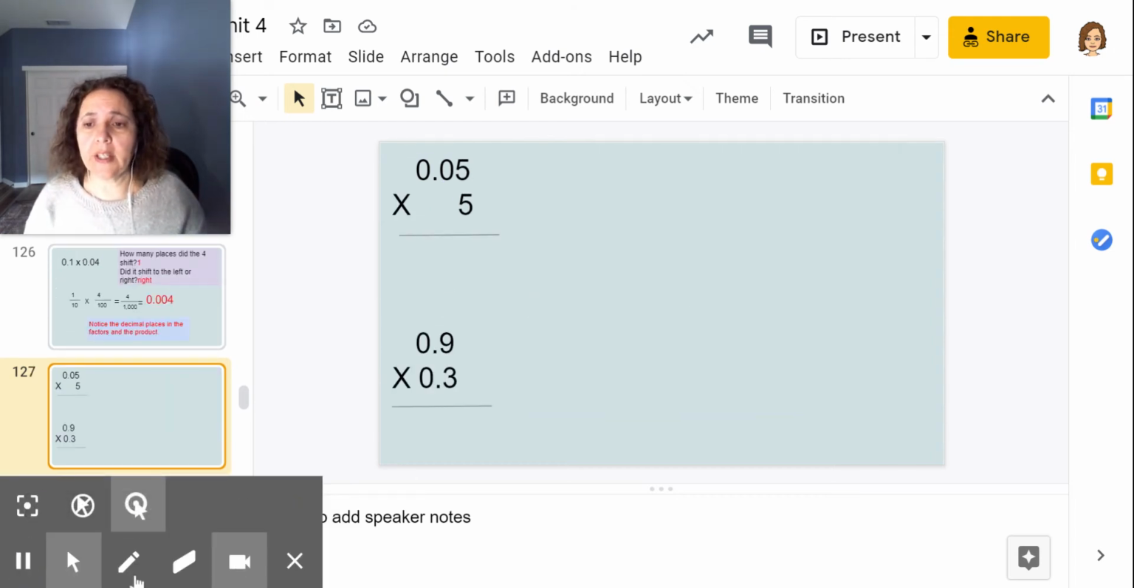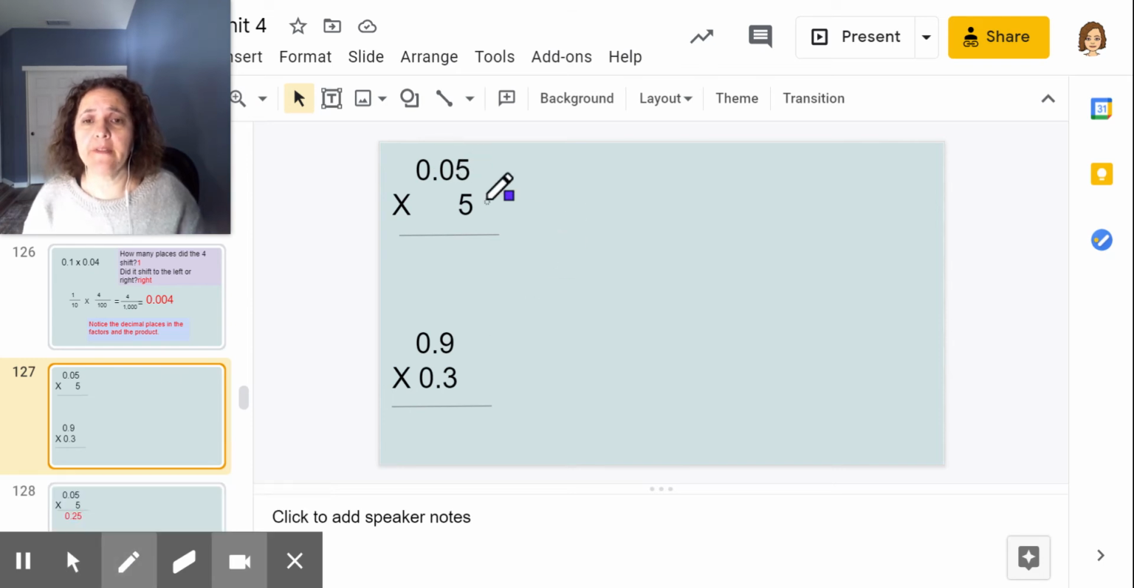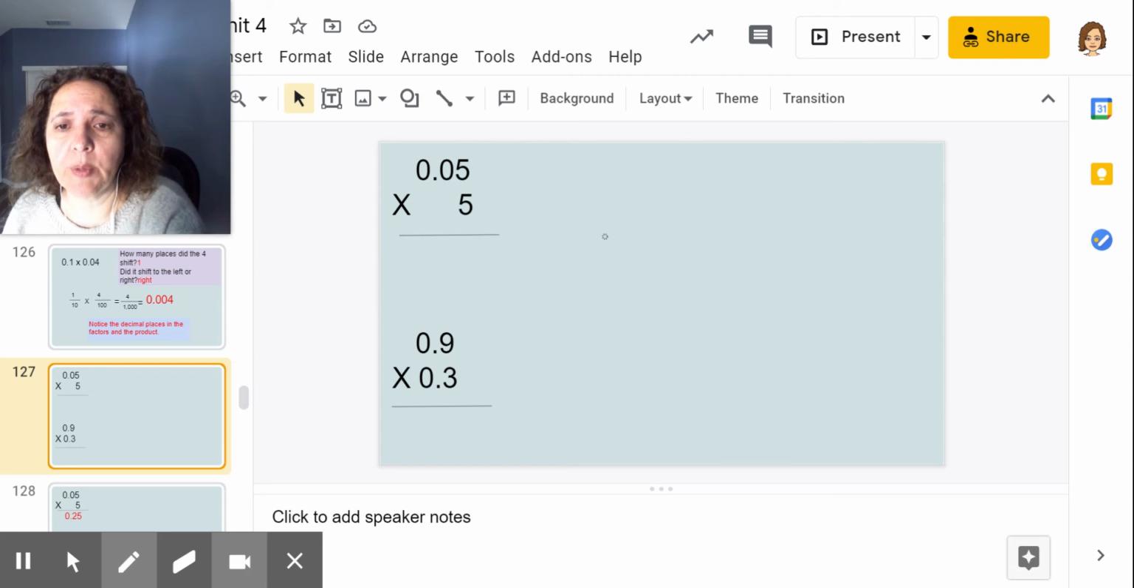Okay, so let's take a look at this problem. So I have 5 hundredths times 5. What do you think is going to happen? It's going to get bigger or smaller? If you said smaller, you're right, because you're multiplying by 5 hundredths. Okay? So remember what we did before. So I'm just going to simply multiply 5 times 5. What's 5 times 5? 25. So I'm going to put my 25.